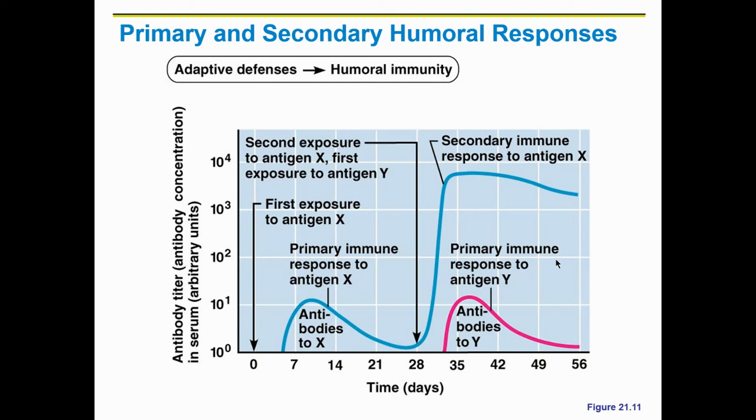But look what happens if you're exposed to the antigen again. So if you look at that second exposure to antigen X, that's on day 28, look how much faster we got antibody production. It usually happens within 24 to 48 hours. And look at the level that you reach. It's about 10 times or so higher than the first time. We get a much bigger response secondary, and then it is maintained for much, much longer. It doesn't decline nearly as quickly.